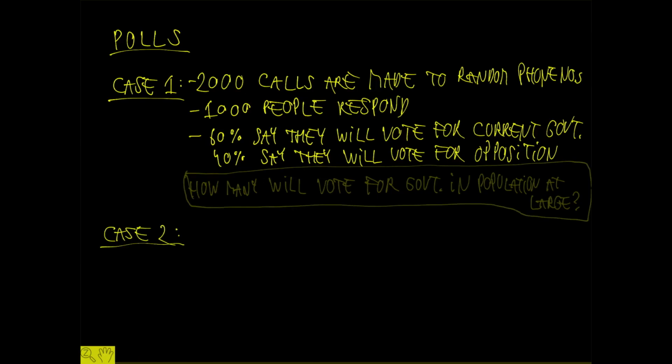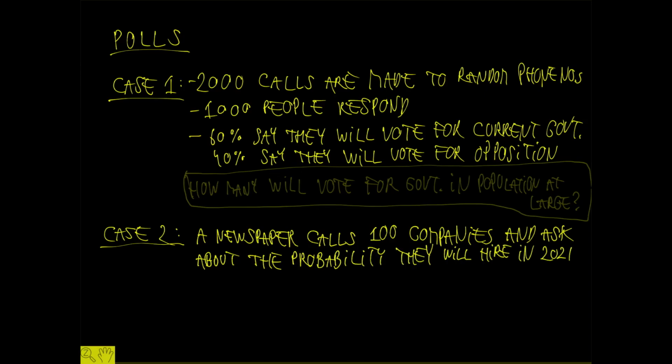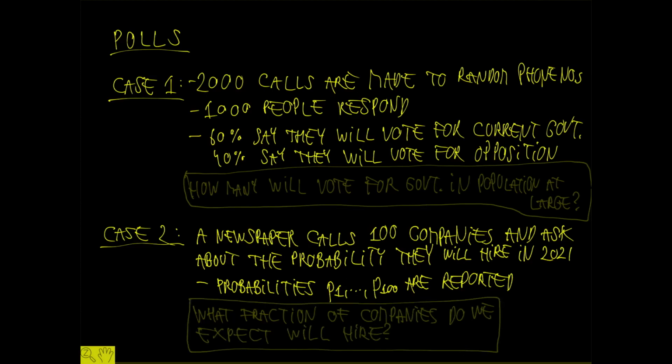In the second case, a newspaper calls 100 companies and asks them what the probability is that they are going to make a new hire in 2021. So we get probabilities P1 through P100, and we may ask what fraction of companies among the 100 and overall do we expect will hire in 2021. Take a moment to think about these two questions.